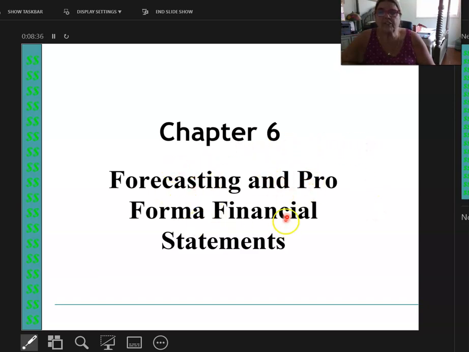Pro forma financial statements. Pro forma means that they are an estimate only of things that are going to happen in the future. Remember, our financial statements, our income statement, our balance sheet. So a pro forma one is an educated guess. When you start a new business, you actually need to have pro forma financial statements. So these are financial statements for things that actually haven't happened yet.